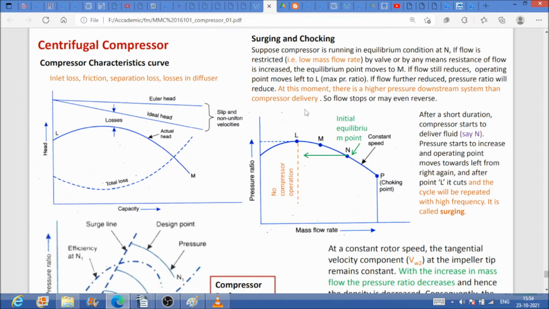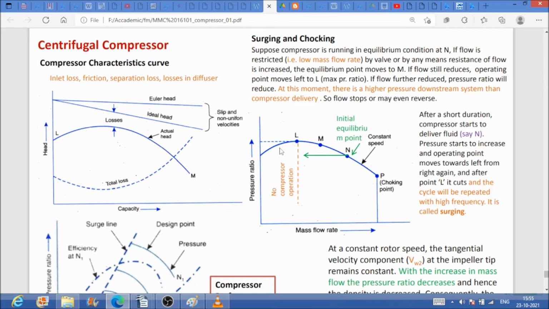Now we will see what surging is. The compressor is running in equilibrium condition at N if the flow is restricted by using some valves or by means of any resistance to flow. By increasing the resistance, you can restrict the flow. Now the mass flow rate gets decreased. Now what happens? This equilibrium point is shifted towards the left, that is, N is shifted to M, and if you further reduce the flow rate, it comes to L, where the pressure ratio is maximum.